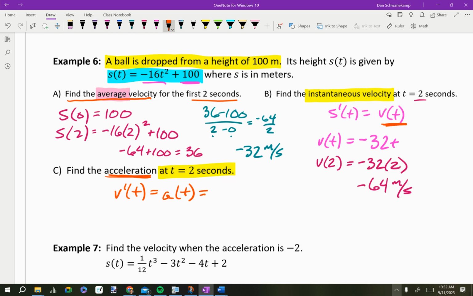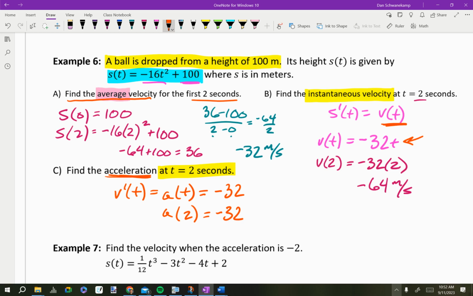All right, so what's my derivative? Derivative of negative 32t. What would the derivative of negative 32t be? Negative 32. That's what acceleration is. That's my equation. And so now I want to find acceleration at 2. So my acceleration at 2 would be negative 32 because there's no number to plug in. It's just negative 32.